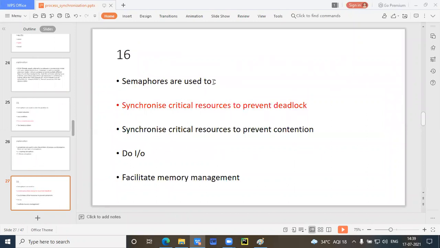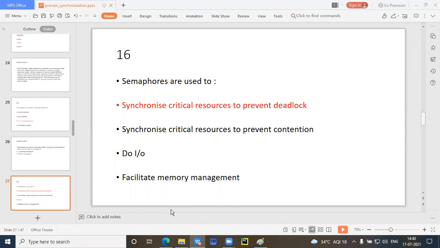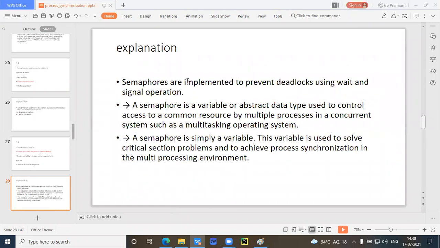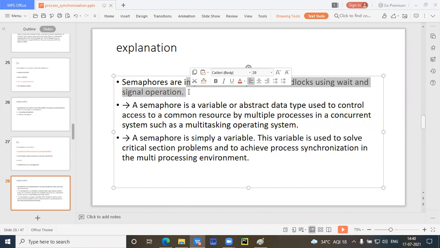Semaphores are used for what purpose? For synchronizing critical resources to prevent deadlock. Here, our main task is preventing deadlock. Semaphores are used to prevent deadlock. Semaphores are implemented to prevent deadlocks using wait and signal operations.